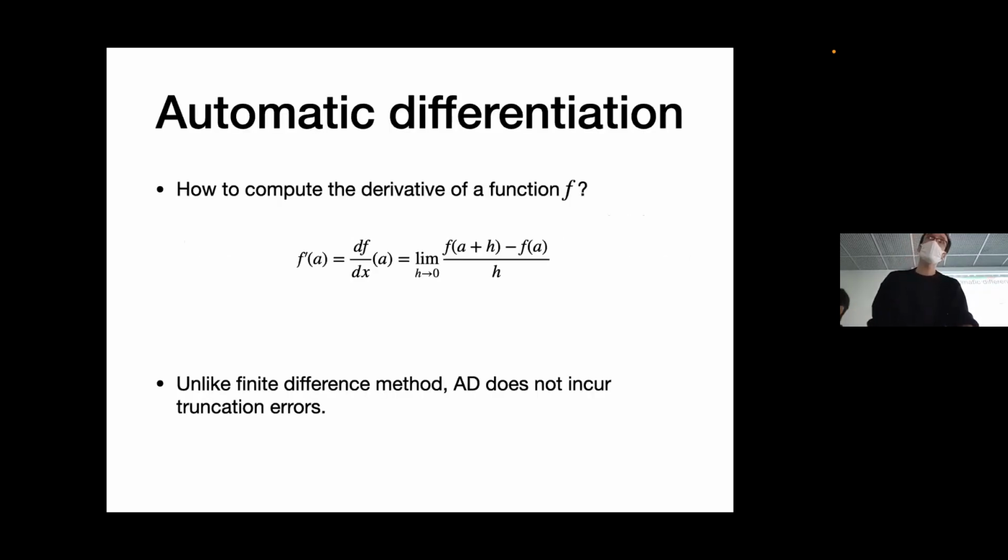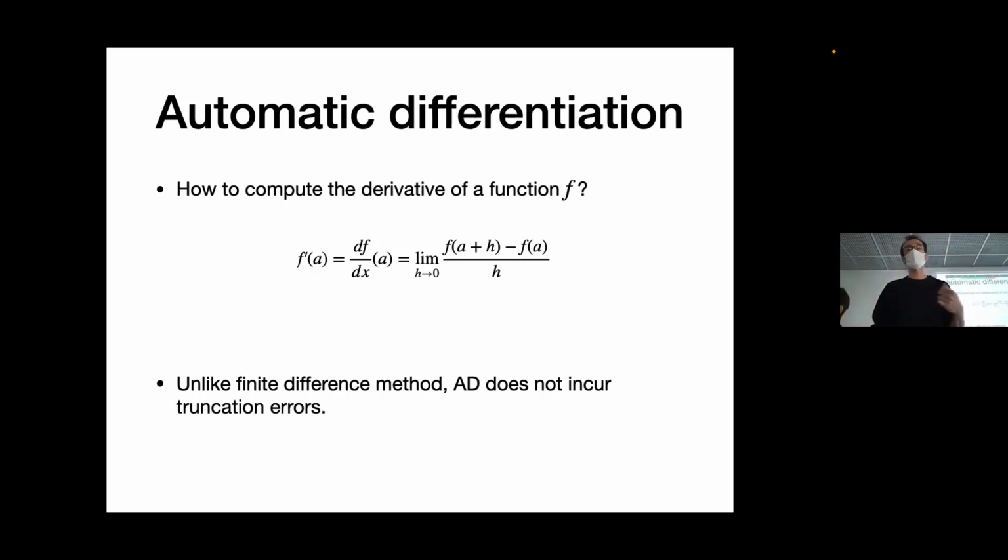So what is automatic differentiation? You've seen that when you want to estimate the parameters of your model, you do a gradient descent. It means that you are able to compute the gradient of your loss function with respect to the parameters of your model. So the question is, how can we compute the gradient?